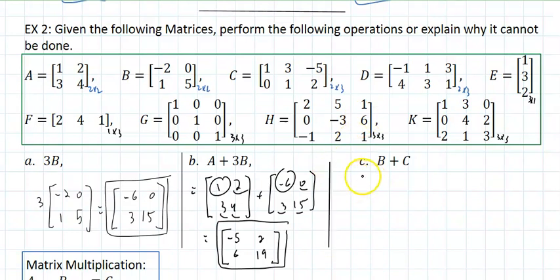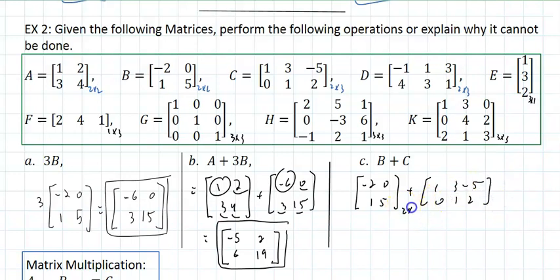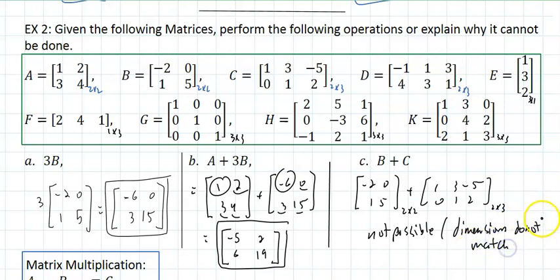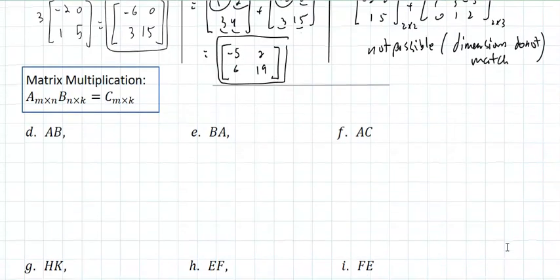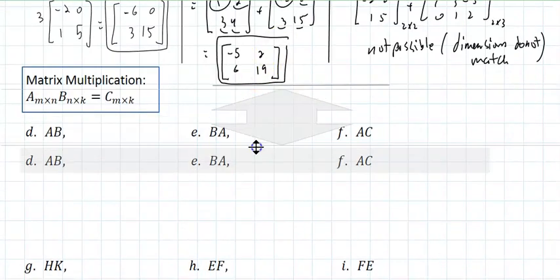And if I go for b plus c, b is negative 2, 0, 1, 5. C is 1, 3, negative 5, 0, 1, 2. This is a 2 by 2. This is a 2 by 3. Not possible. And why is that? Dimensions do not match. So the addition of matrices, the subtraction, multiplying by a constant, that turns out to be fine. The problem comes up with multiplication. It's not really a problem, but a challenge, I should say. Kind of, sort of. So let me demonstrate really quick.